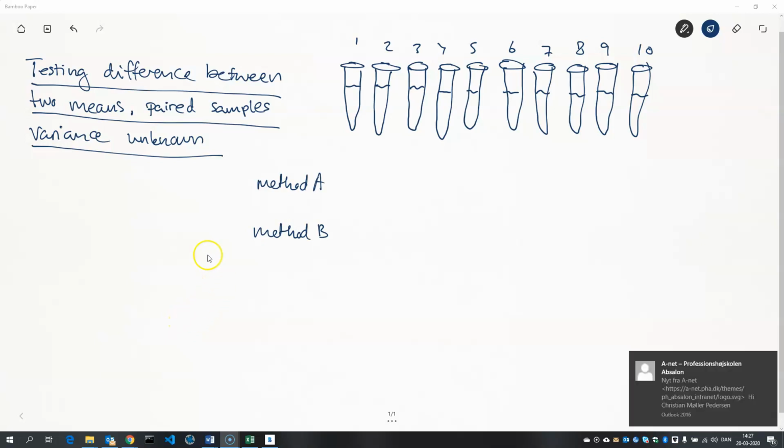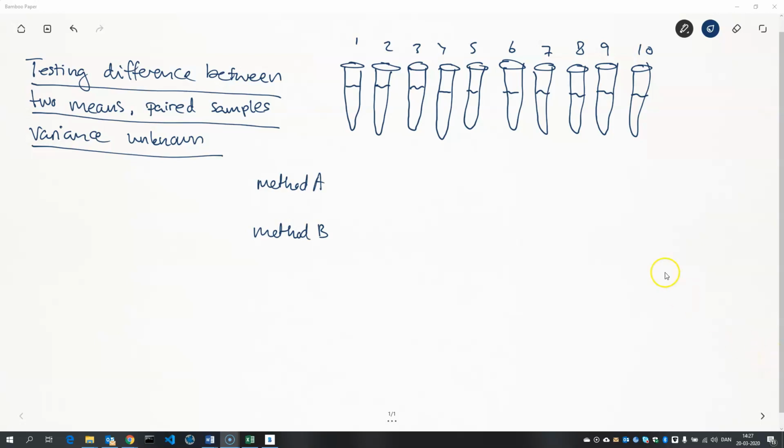So we have two different methods of measuring the pH of a solution. We have method A here, and we have method B. And we're interested in finding out if method A gives, on average, the same results as method B, or if there's a significant deviation between the means of the pH measurements of the two methods.